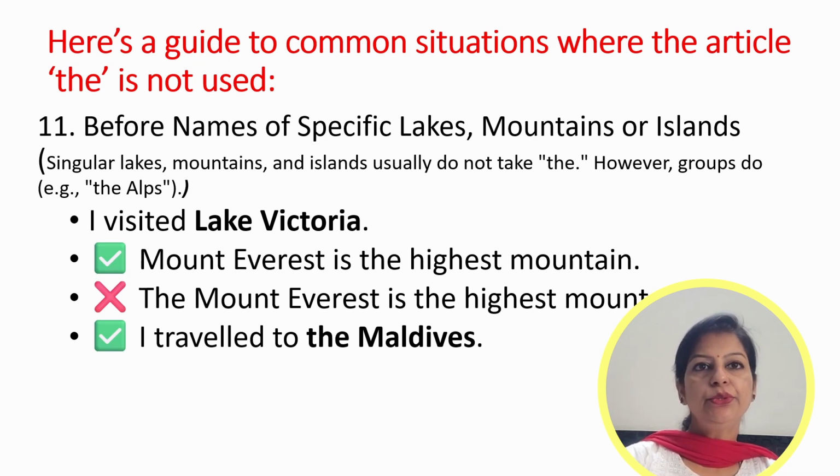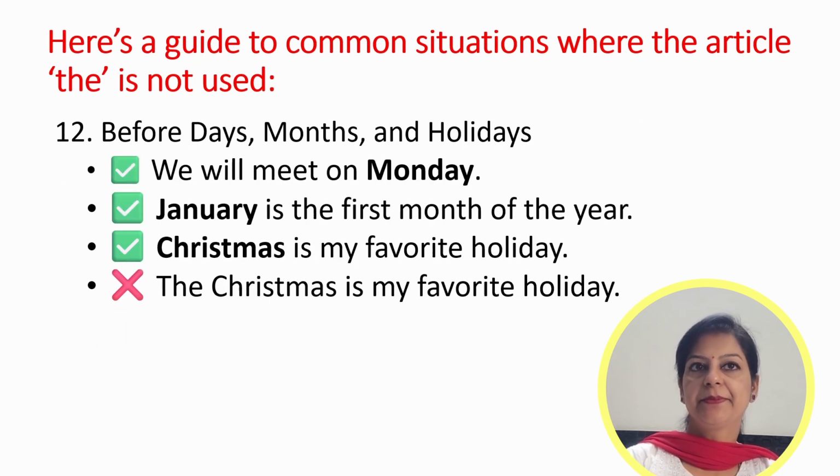I traveled to the Maldives. It is correct. We don't use the before a singular lake, mountain or island unless it's a group like the Alps. Number 12. Before days, months and holidays, we don't use the. Before days of the week, months or holidays, for example, we will meet on Monday. It is correct. January is the first month of the year. It is also correct.